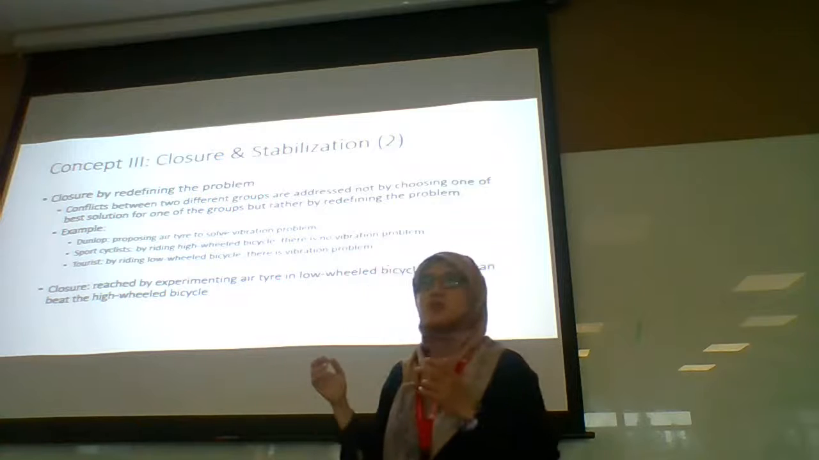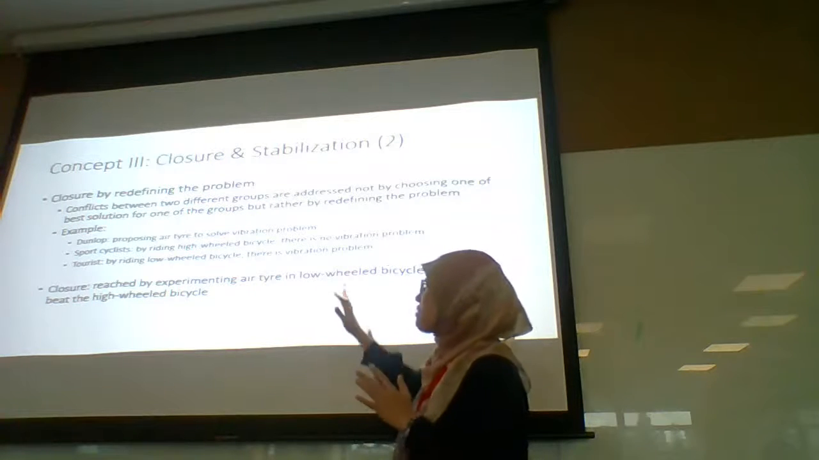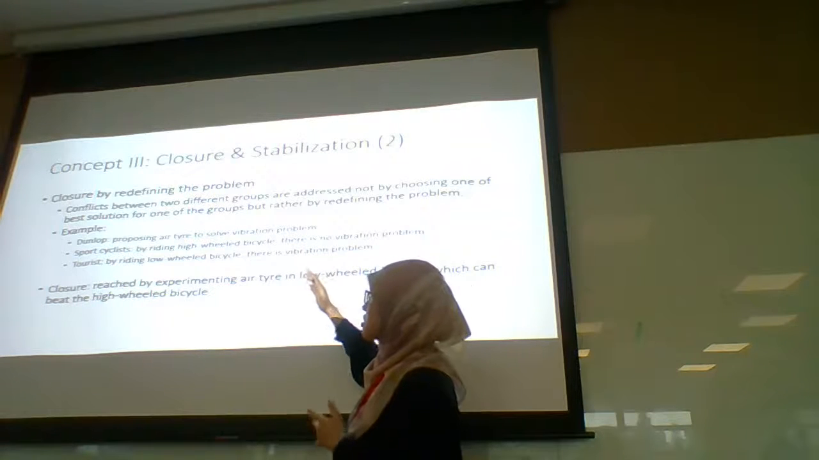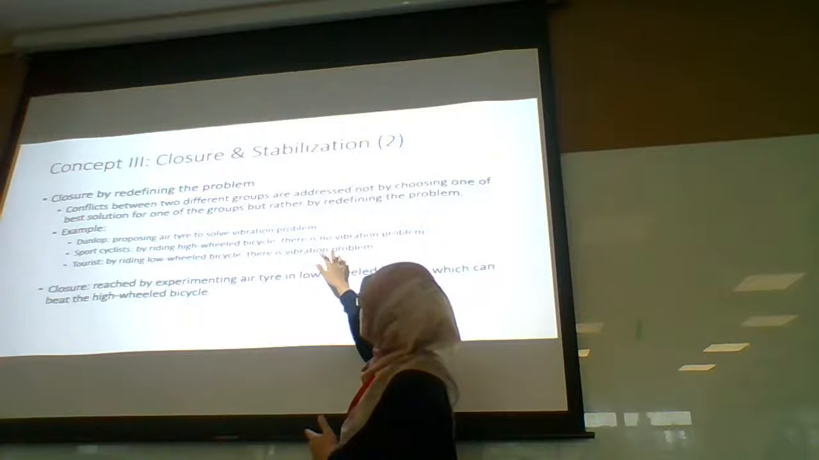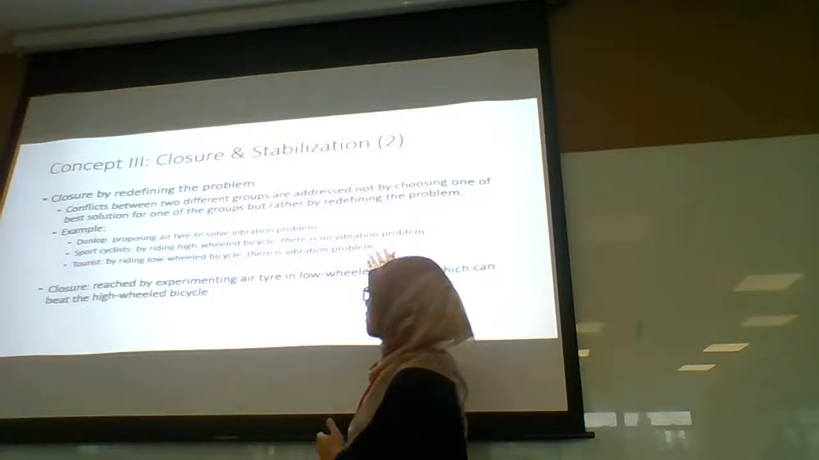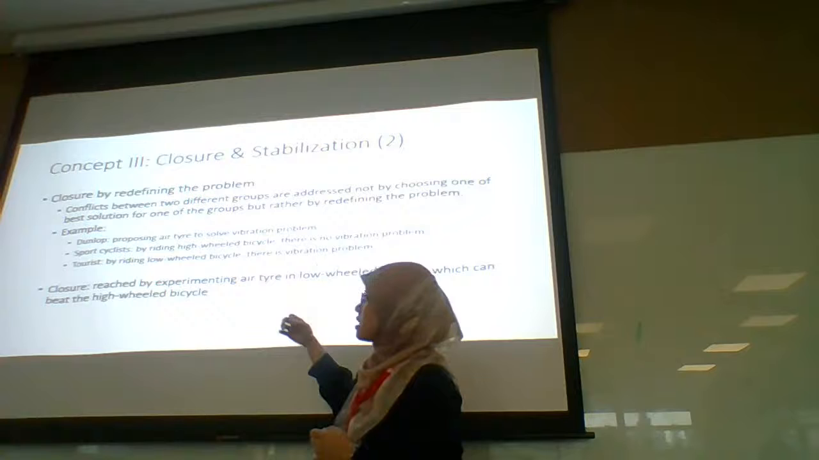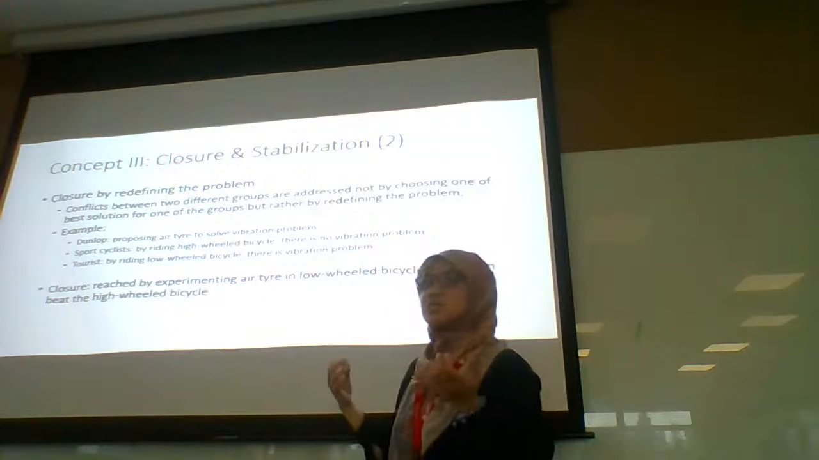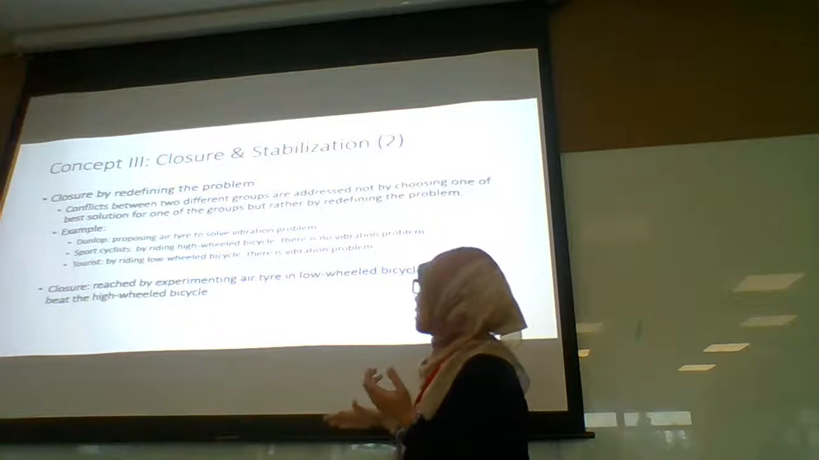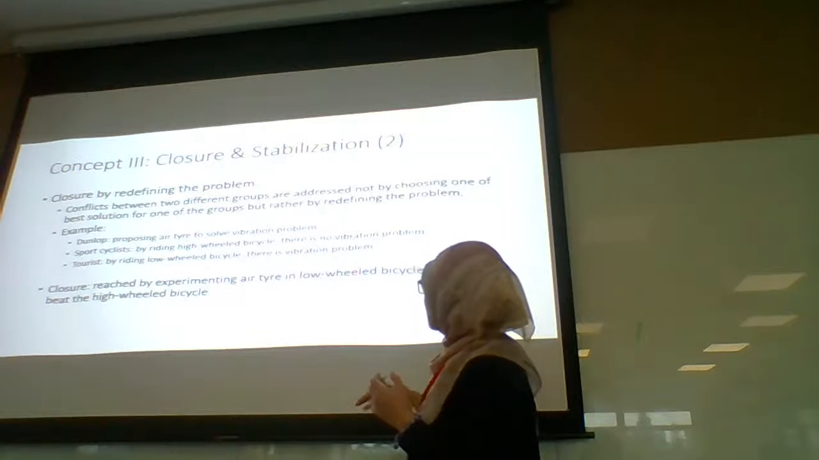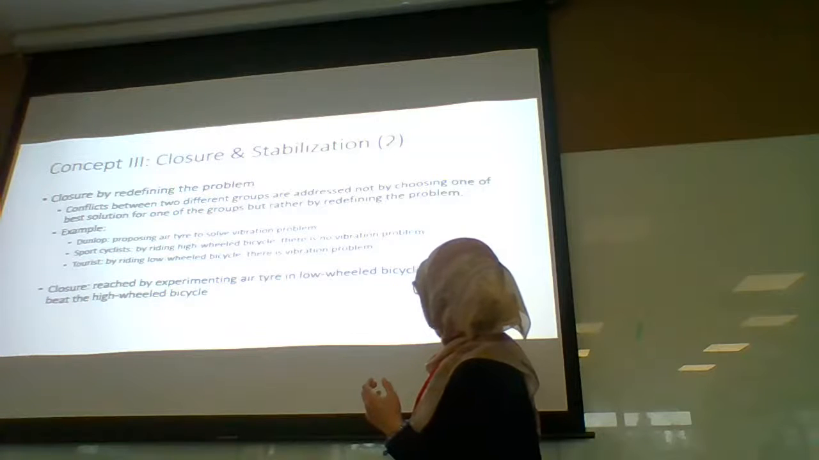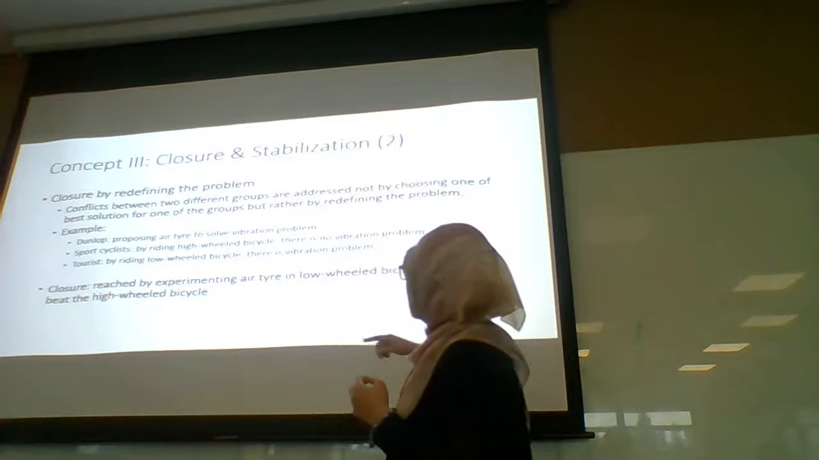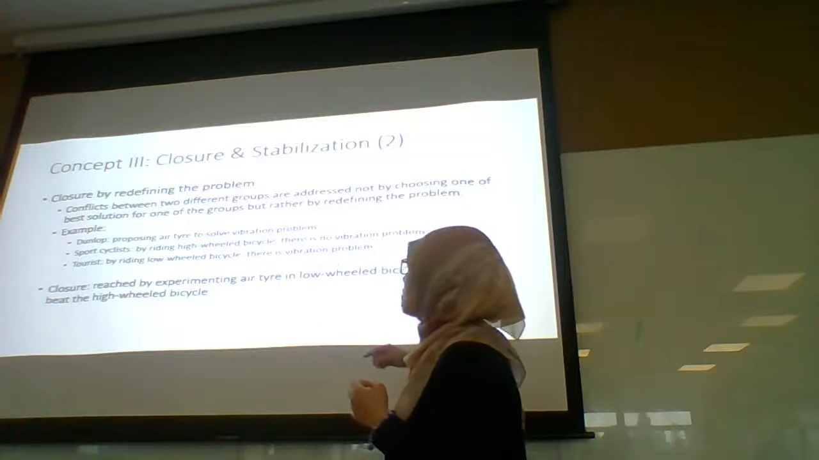And what happened is that instead of contesting, because each social group has its own solutions and problems, although this one doesn't, it's really about the speed, so they don't have any problem. But then it's solved by these experimentations between the low wheel and the high wheel. So basically, based on these innovations, the low wheel can beat the high wheel bicycle.